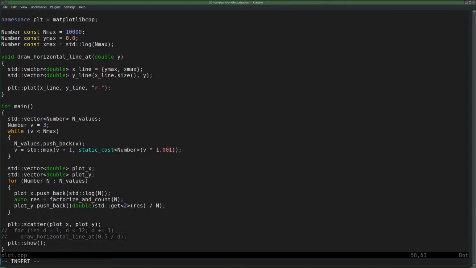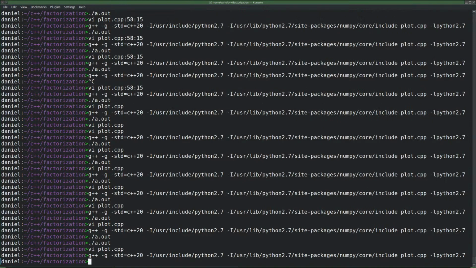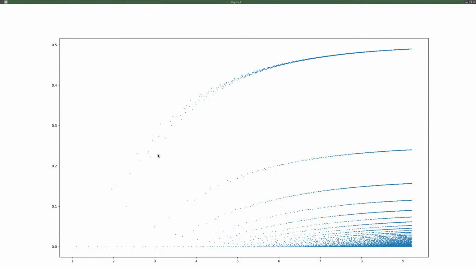I can just make them even denser. And now where is the gap? That's an artifact. I think it was an artifact. Yeah, well, too bad. That would have been special.